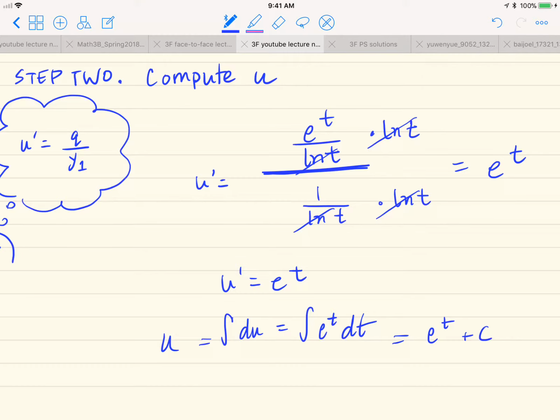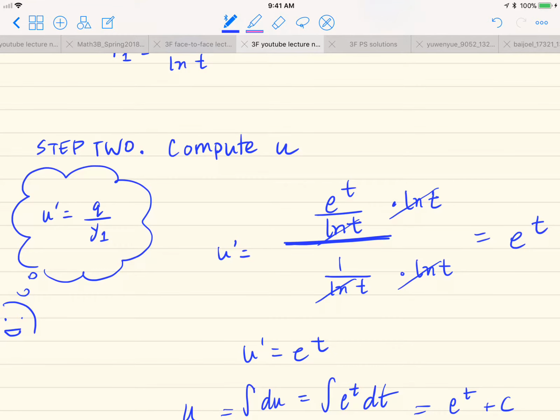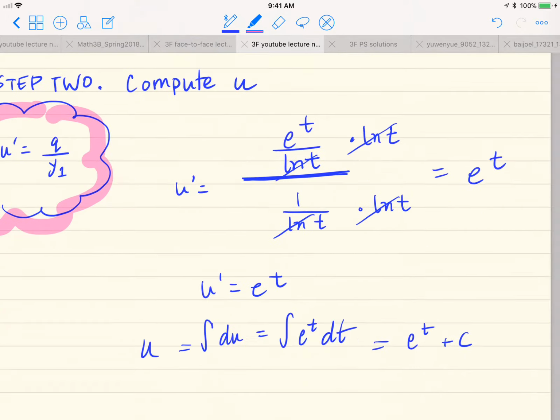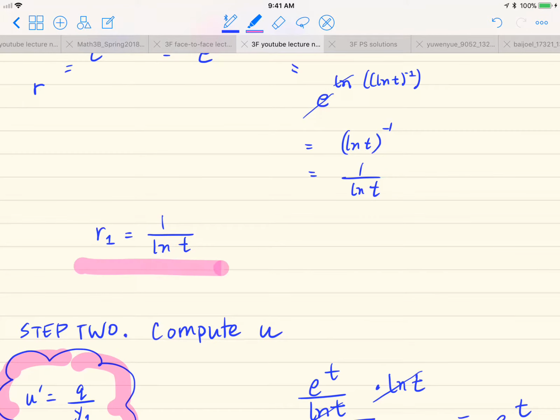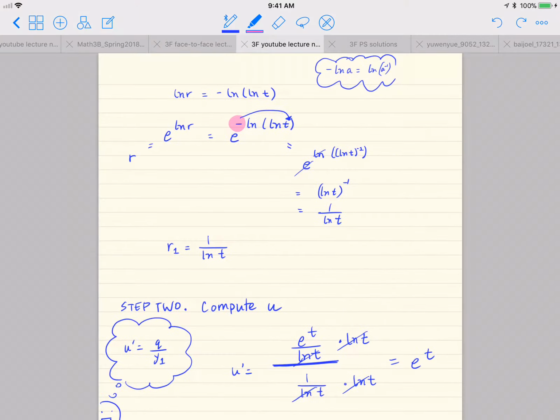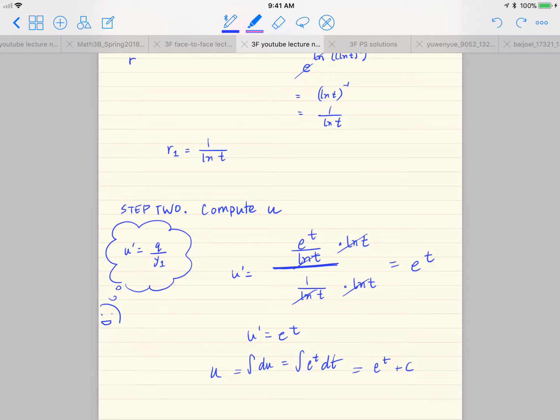So u is going to be, I need a general solution of this differential equation, right? I need a general solution. So u is a general solution, so I have plus c. The y1 is a particular solution. I do not have plus c there. So I figured out my u.